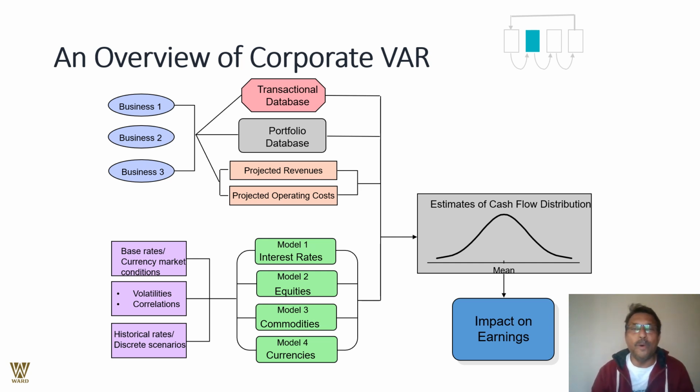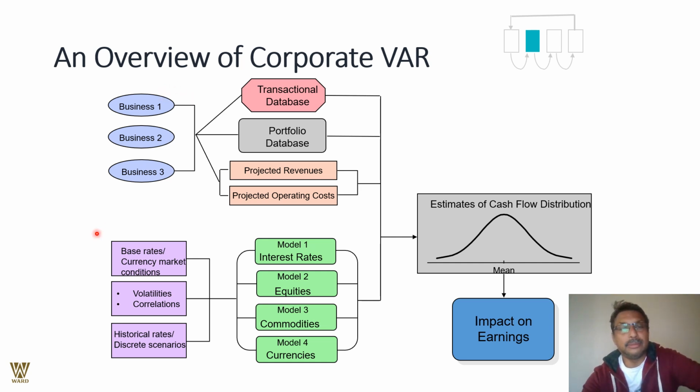And an overview of corporate value added risk as the concern. So we have businesses. Remember, business one, business two, business three, or product one, product two, product three, or location one, location two, location three. Talking about transactional databases, portfolio databases, projected revenues, and projected operating costs. This is what we are looking for.